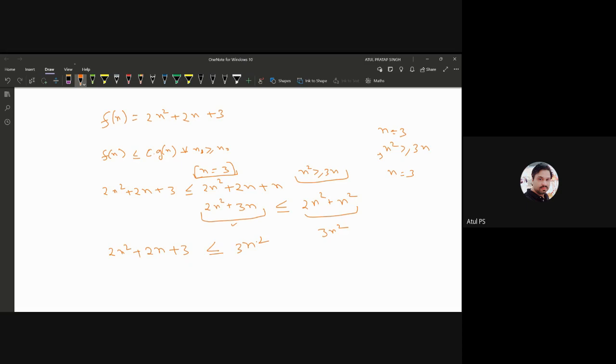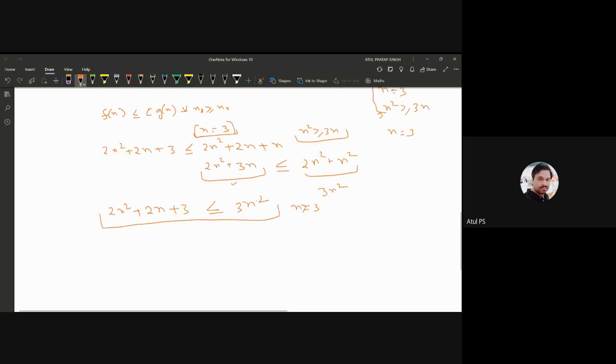Correct. So we can take n equal to 3. That means if we take n equal to 3 or greater than 3, both conditions will be satisfied, which we have proved. So for n greater than or equal to 3, this condition is always true.